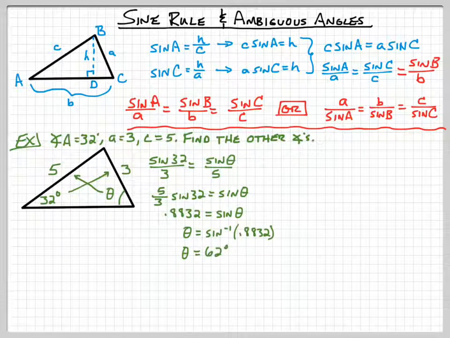and I get approximately 62 degrees. Now this goes out a little bit further in the decimal, so I'm just rounding to keep it easy. So now we have theta equals 62 degrees, so if we wanted to find the other angle of this triangle, we would do 180 minus 32 plus 62, right? Add up the two that we have, subtract it from 180, and we get 86 degrees.